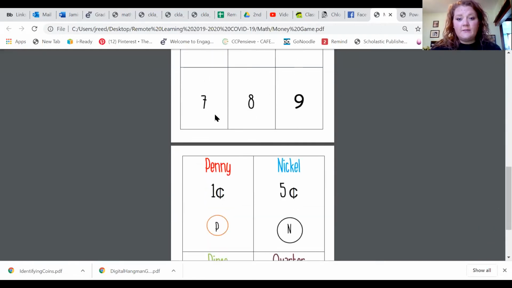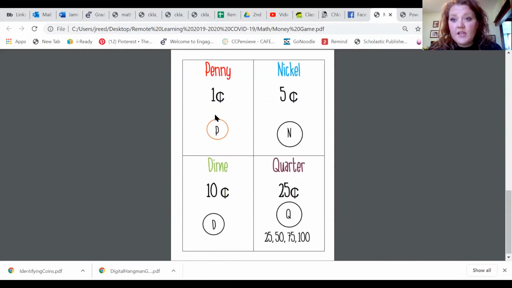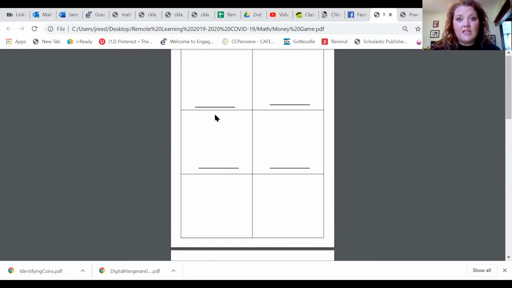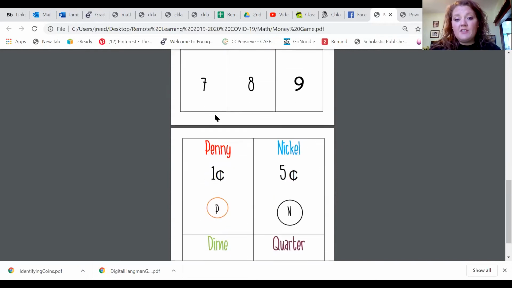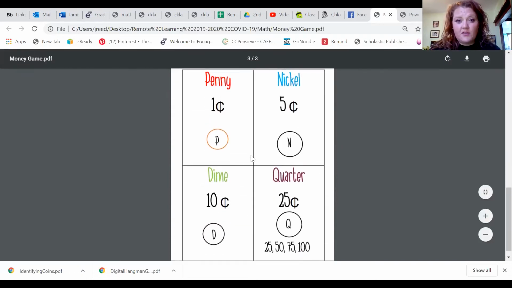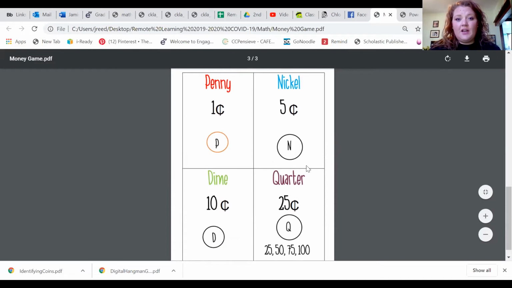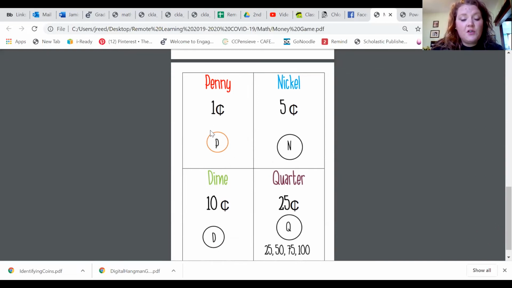Here's another poster for you to use while you're playing your game. If you want to, pause the video right here. I will also upload this as a PDF, so if you have a printer at home, you can print out these three pages, but you don't have to. You can even copy this poster. Make a line down, a line across. Our penny is worth 1 cent. And when you draw out money, you just draw a circle and put your P right inside.